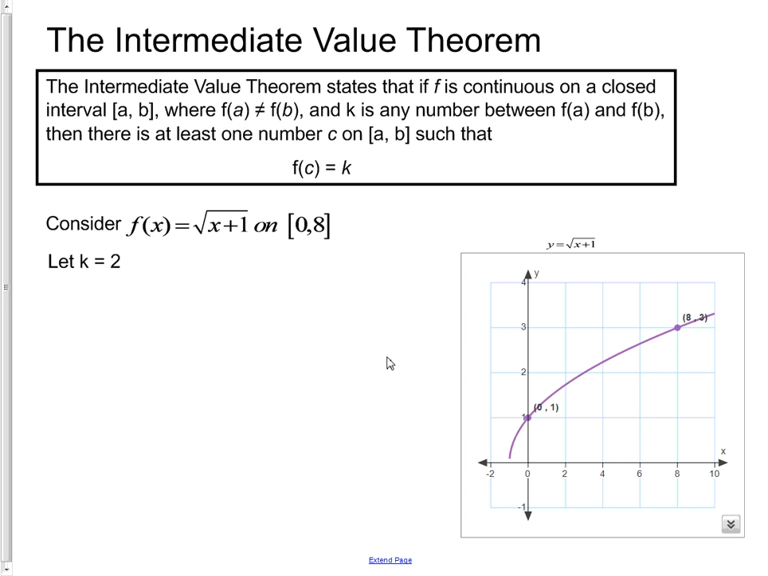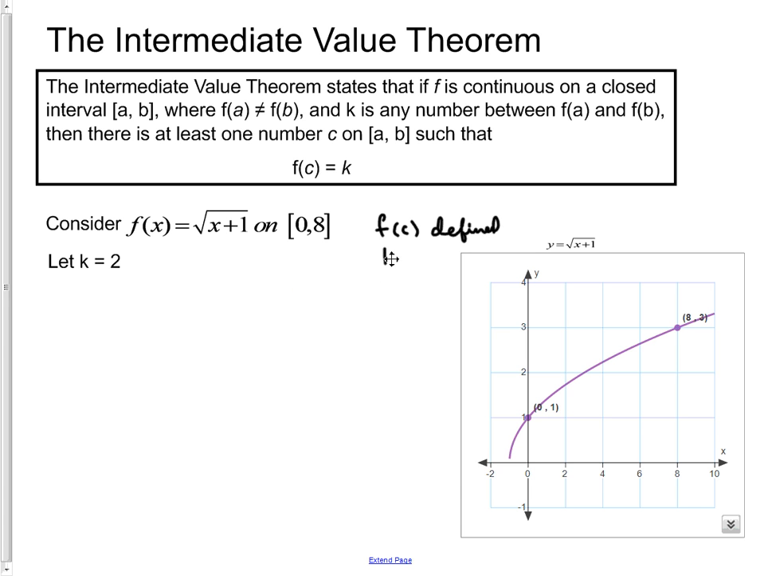So let's consider this function f of x equals the square root of x plus 1 over the interval from 0 to 8. For the function to be continuous on the entire interval, we know that for all values of c, f of c is defined. We can certainly see that for every value of c that we substitute in, starting at 0 and ending at 8, there is always a y value out. There is no point at which the function becomes undefined over this interval.